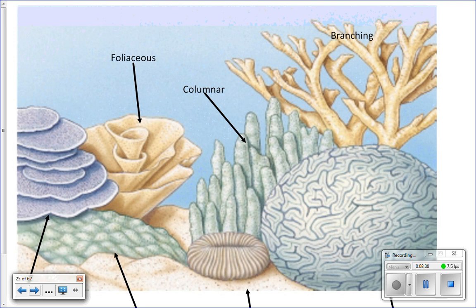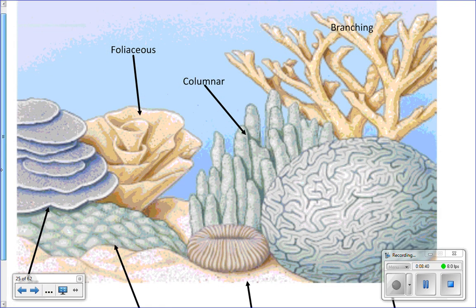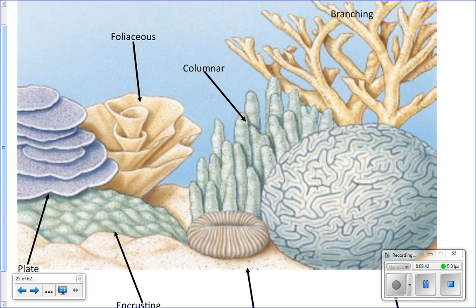These are the different kinds of corals. So you've got your plate coral. This is encrusting, so it grows over surfaces. Foliaceous corals, columnar, branching, massive, and the free living. This one, the massive ones, like the brain coral on the right, those are probably the most slow growing, just because they're basically big balls. So they take a long time to grow.